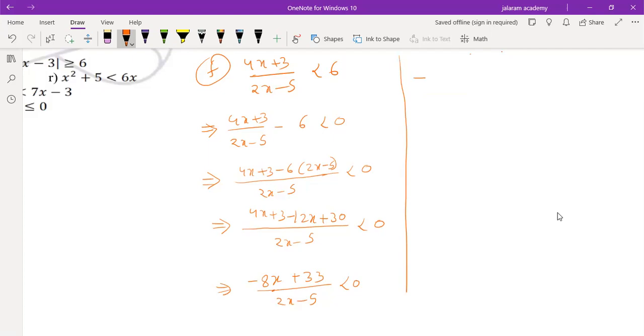Yes, sir. So how will you make it the first term? First take minus common from this. So what will be the term inside the bracket? 8x minus 33. 8x minus 33 over 2x minus 5 is less than 0. Is that clear to you? Now what will be the next line?